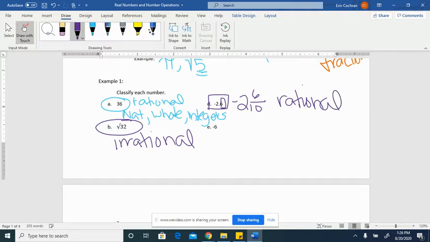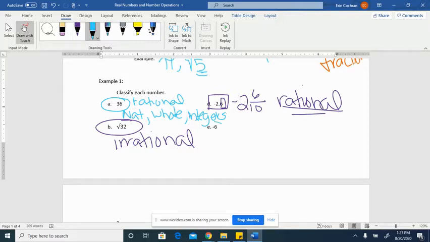And then we ask ourselves, if it's rational, is it natural? Can I count to negative 2.6? No, we normally don't do that. Is it a whole number? Is it a counting number and zero? Well, we're not going to count it, and it's not zero, so it can't be whole. And then integer, is it a whole number and its opposite? It has that decimal, so it cannot be that. So it's just rational in this sense.